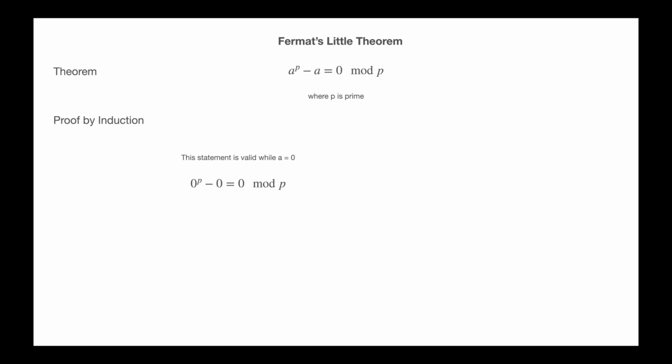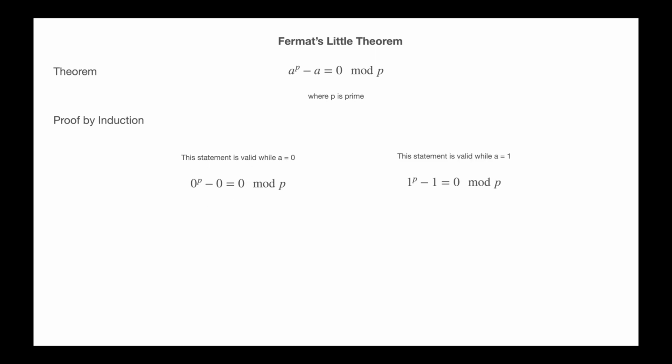We already know that this statement is true if we replace the a value with 0. 0 to the power of p minus 0 is identical to 0 mod p. Any power of 0 is going to be 0, and 0 minus 0 is going to be 0. So this statement is true.